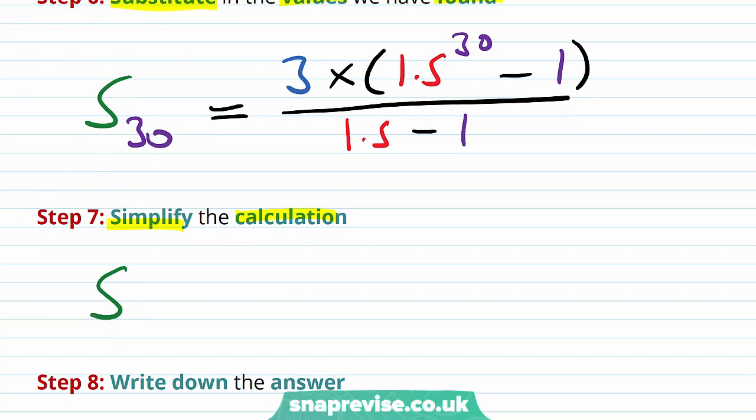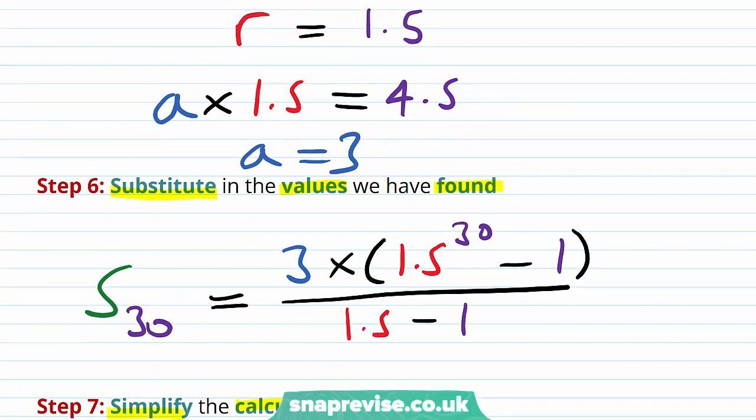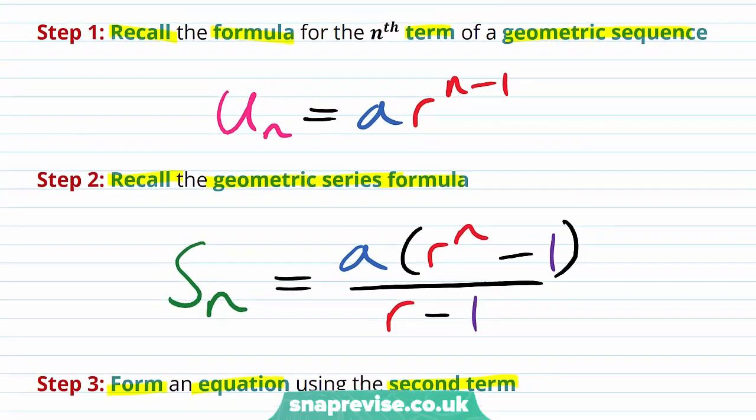We have that s subscript 30 is equal to, let's have a look, 1.5 minus 1 is 0.5, i.e. 1/2. And when we divide by 1/2, it's the same as having 2 on our numerator. And therefore we have the 6 by combining it with the 3, and we multiply by the 1.5 to the power of 30 minus 1, and this gives us 191,750.0.